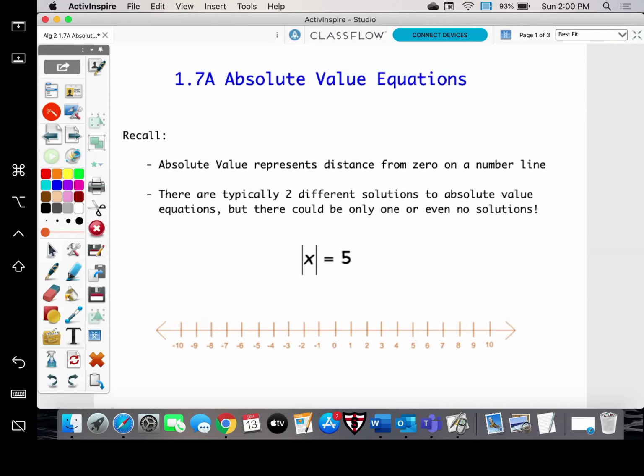Algebra 2, we're going to take a look at the first part of 1.7. Today, just focusing on our absolute value equations, and we'll save those inequalities for tomorrow. It is important for us to recall that absolute value really truly just represents distance from 0 on a number line. So oftentimes that means there are two solutions to these equations, and we have to remember to split this up so we can find those two.